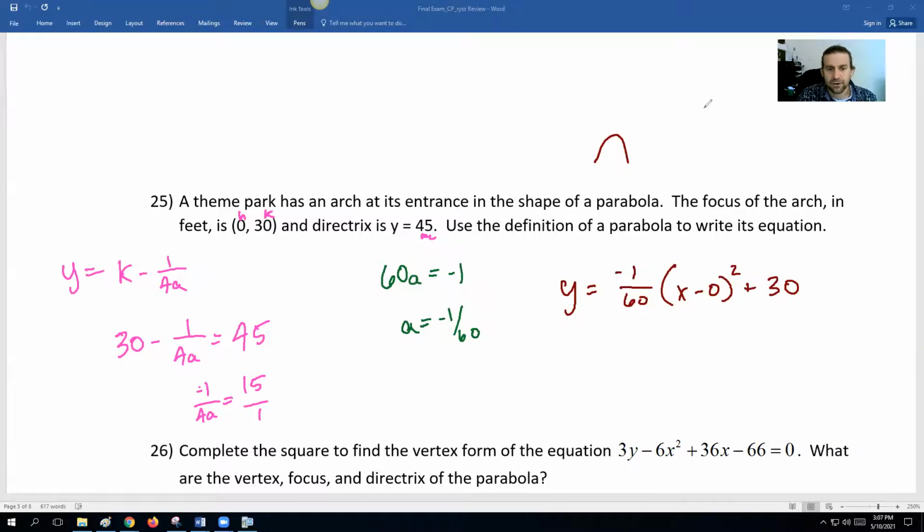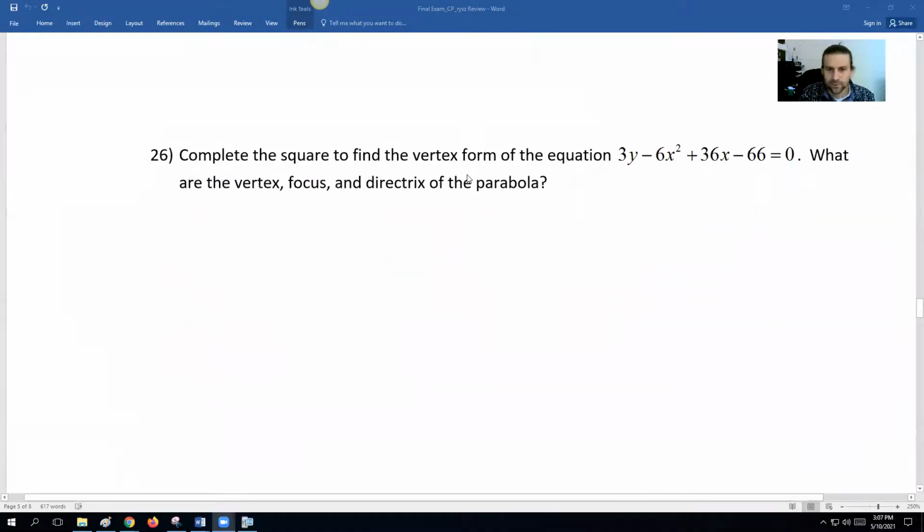Next, let's go through this here. Okay, so let's talk about this problem. We'll do it the long way, and then we can talk about how we can do this the easier way. All right, so if we want to solve this in vertex form, we'll have to complete the square. The first thing I would do here is notice all these numbers can be divided by 3. Divide them by 3.